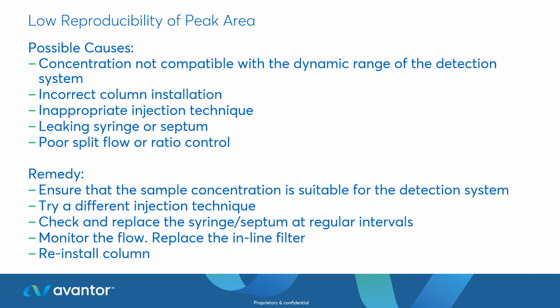Make sure that all of the consumable items are replaced on a regular basis. This includes syringe and septum. Monitor the flow and look to replace the inline filter if its lifetime is up. And then finally, if we feel that there is an issue with the column, look to reinstall the column.